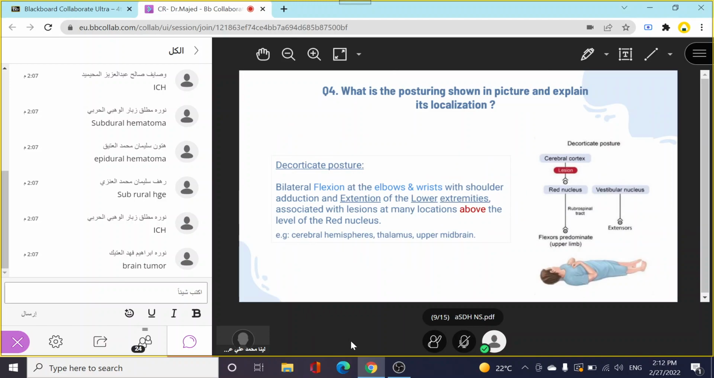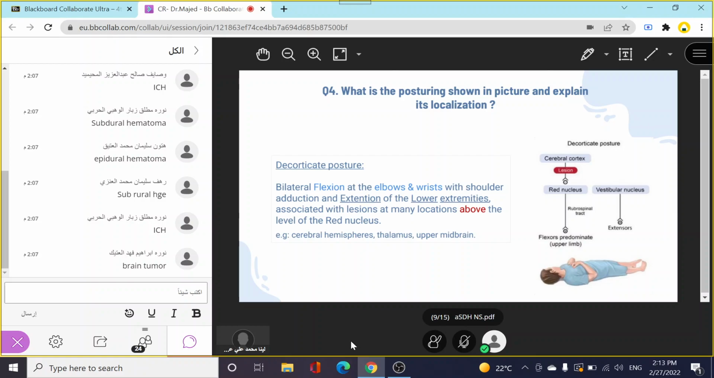The fourth question we have is what is the posture seen in the picture, and explain the localization? So this is called a decorticate posture or flexion rigidity, and it occurs due to a lesion just above the red nucleus. It could be anywhere above the red nucleus, including in the cerebral hemispheres, the internal capsule, the thalamus, the upper midbrain, and others.